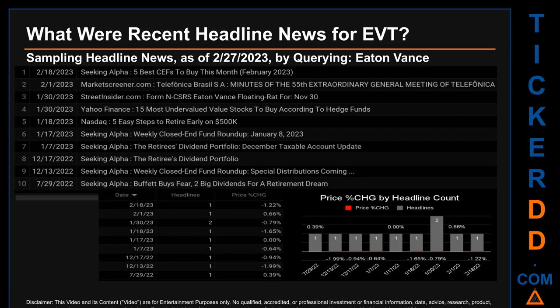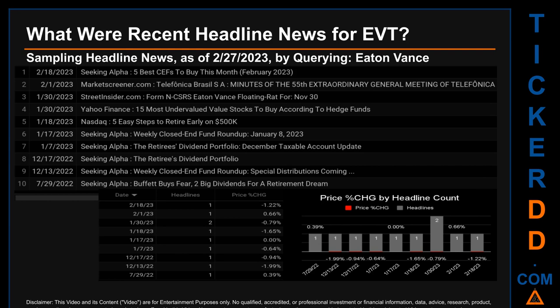Monday, January 30, 2023 had the most headlines. It had 2 discovered headlines when MarketScreener.com published the headline that read, Telefônica Brasil SA, minutes of the 55th Extraordinary General Meeting of Telefônica Brasil SA held on February 1, 2023. StreetInsider.com published the headline that read, Form NCSRS Advance Floating Rate for, November 30. Yahoo Finance published the headline that read, 15 Most Undervalued Value Stocks to Buy According to Hedge Funds.